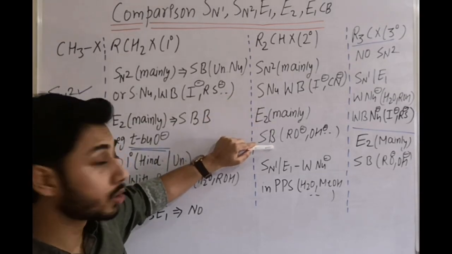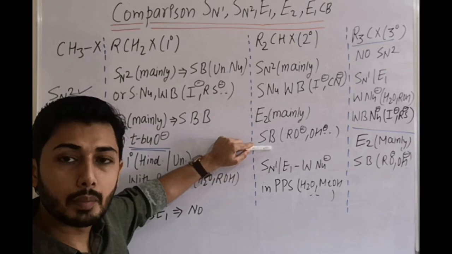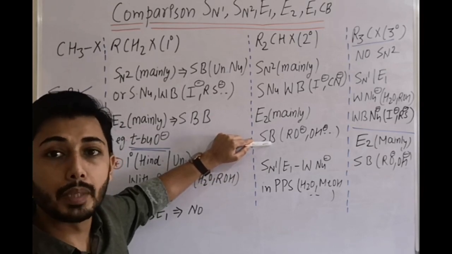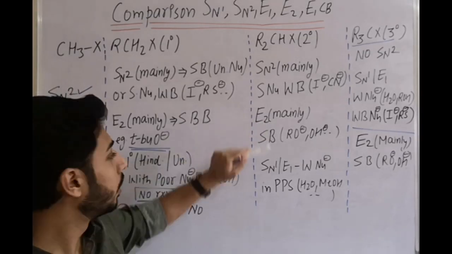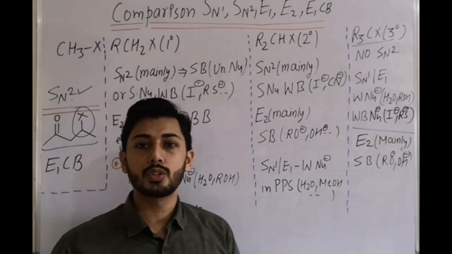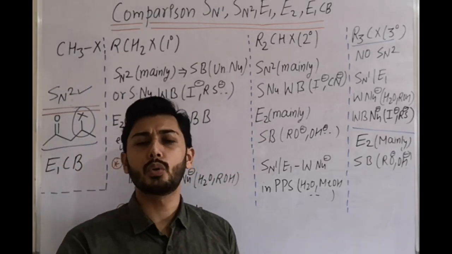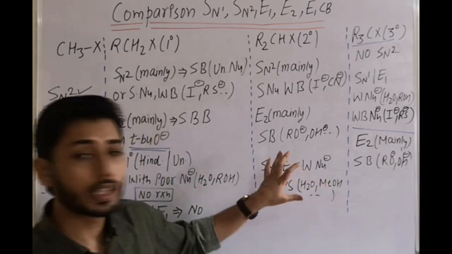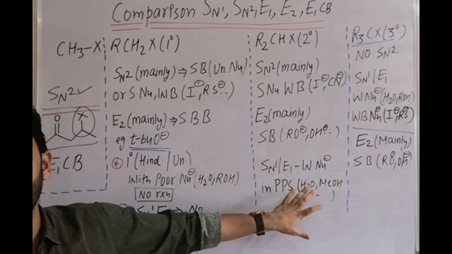ठीक है? With strong bases, whether they are bulky or not, clearly the major mechanism is E2 reaction. SN1 and E1 are slow reactions but possible if poor nucleophiles are present, like water solvent or alcohol. So SN1 and E1 are possible when polar protic solvents are there.